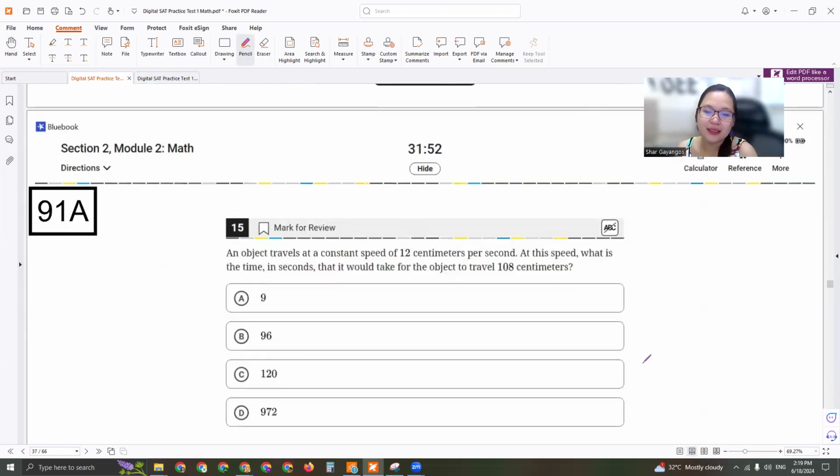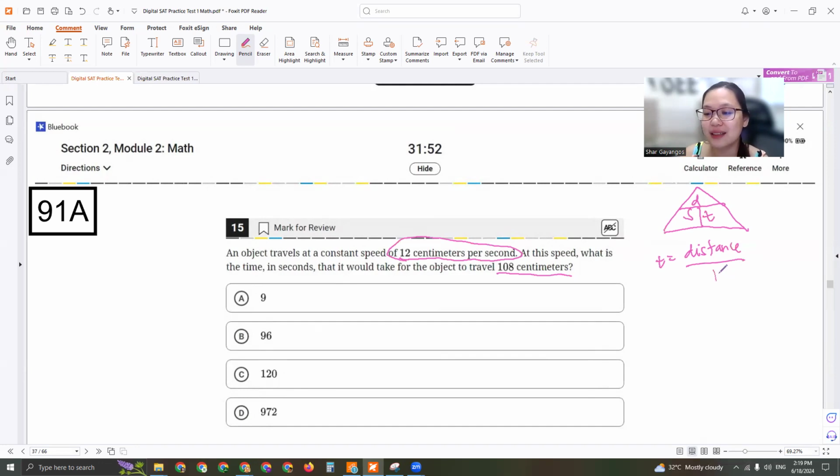Okay. An object travels at a constant speed of 12 centimeters per second. We have this. And then we're looking for the time it takes it to cover 108 centimeters. This is pretty much straightforward. If you've already taken physics or even basic science classes in middle school, you might be familiar with this table, right? And we really know that time is just distance over speed. So basically divide it and use your calculator for this.